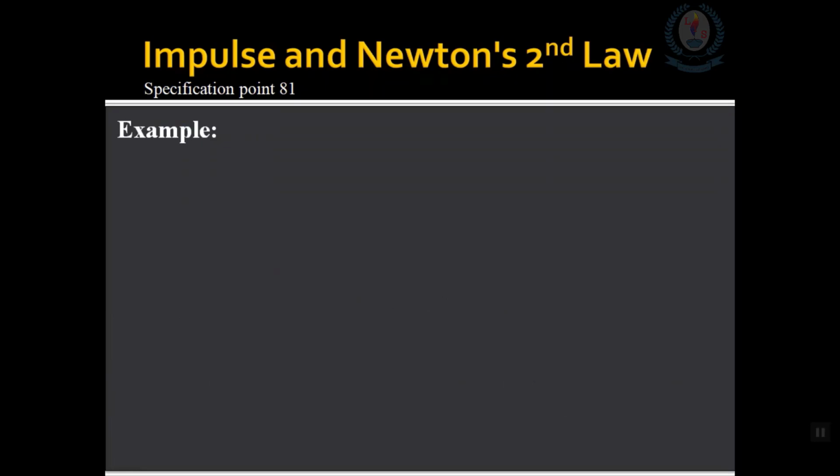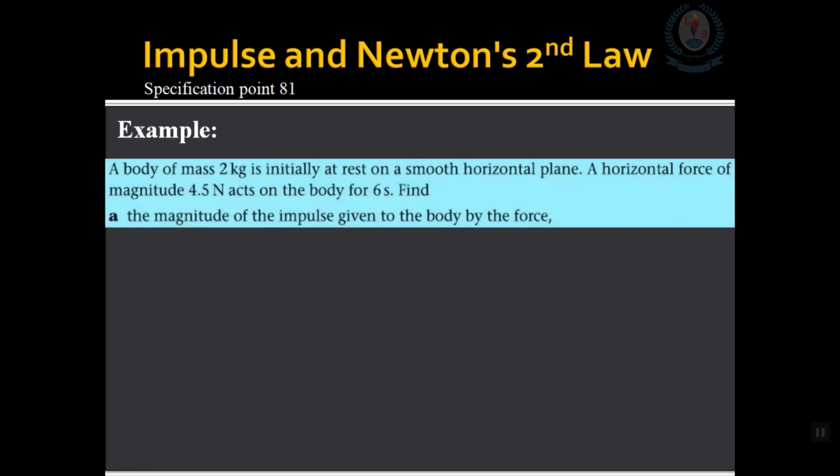Okay, now we'll look at a small example of how we can apply this theory. It says that there is a body of mass 2 kg, which is initially at rest on a horizontal plane, and the force is also horizontal, 4.5 newtons, and it is acting only for 6 seconds. Find the magnitude of the impulse given to the body by the force. Okay, now before looking at the answer, we'll think: mass is given and force is also given and the time is also given.